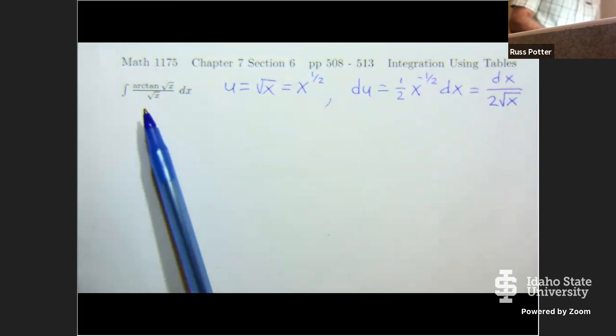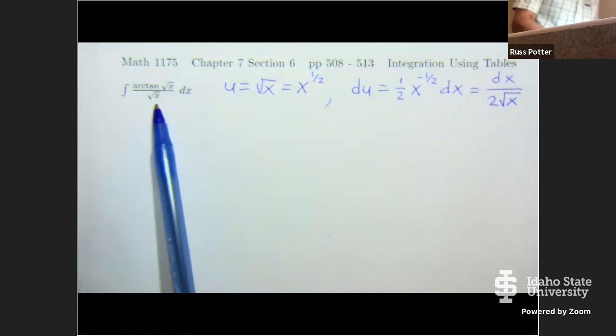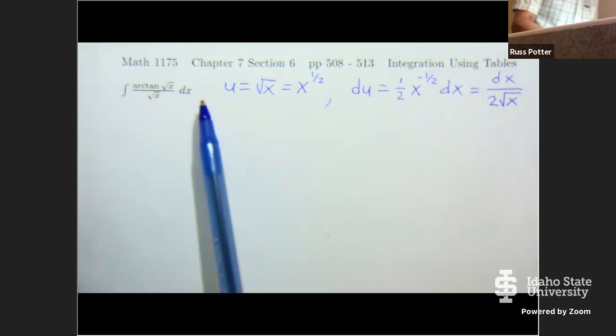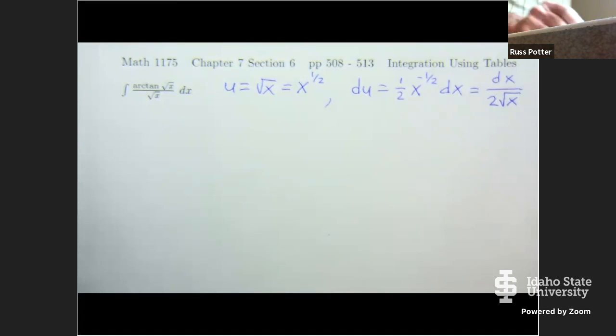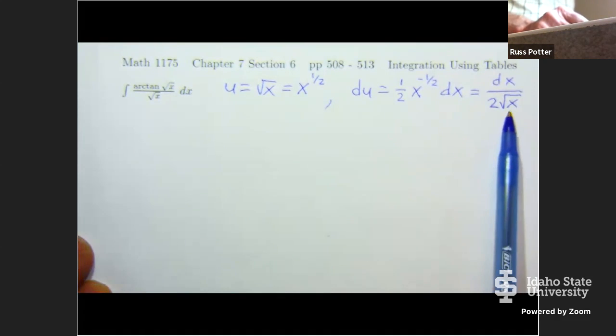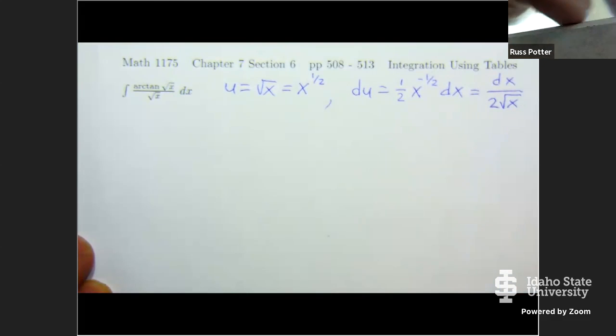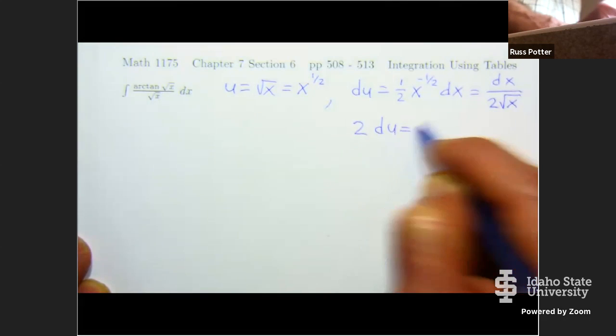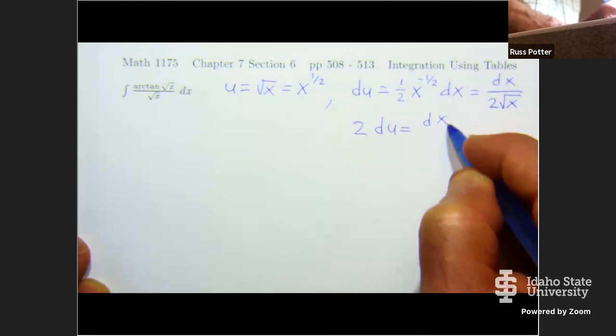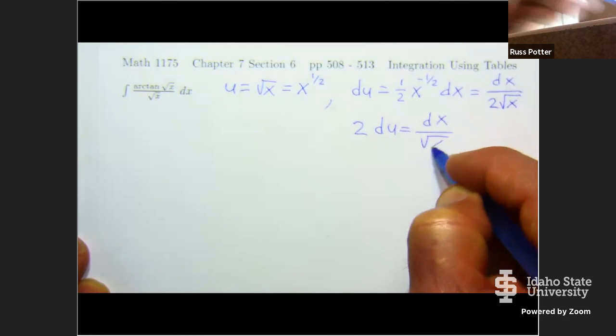So in our integrand, we see that the denominator has the square root of x. So that is, we have dx over the square root of x. So we want to keep the dx over the square root of x part, and so we'll just multiply both sides by 2. So we get 2 times du equals dx over the square root of x.